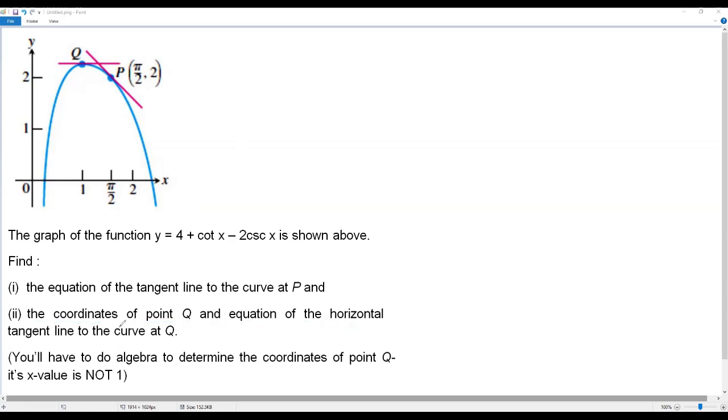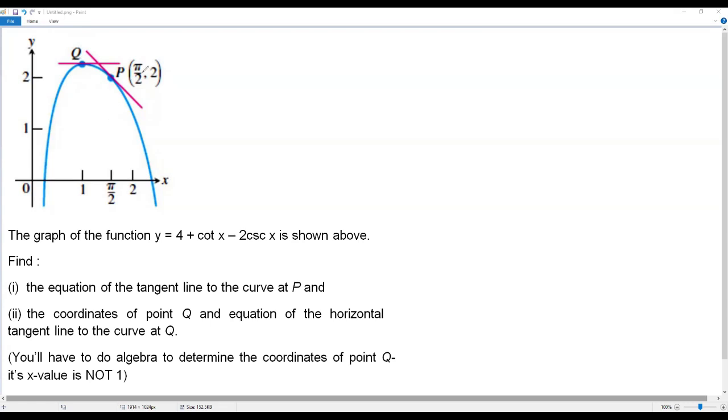Okay, there are two questions to be answered. One is to find the equation of the tangent line to the curve at point P. The second is to find the coordinates of the point Q and also the equation of the horizontal tangent line to the curve at Q. Okay, let's answer the first question.